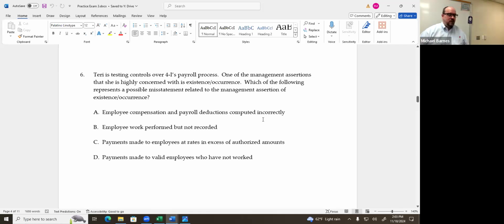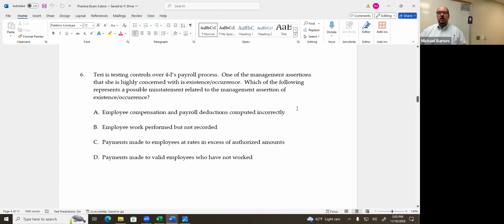Terry is testing controls of 4I's payroll process. One of the management assertions she is highly concerned with is existence or occurrence. So what would we be concerned with regarding existence or occurrence in payroll? If you were an auditor testing payroll, what would you be concerned with? Fictitious payments, okay? Either payments to people who don't work for the company or people getting overpaid. Those would be the risks associated with existence or occurrence. So let's move forward with that. Which of the following represents a possible misstatement related to the management assertion of existence or occurrence?